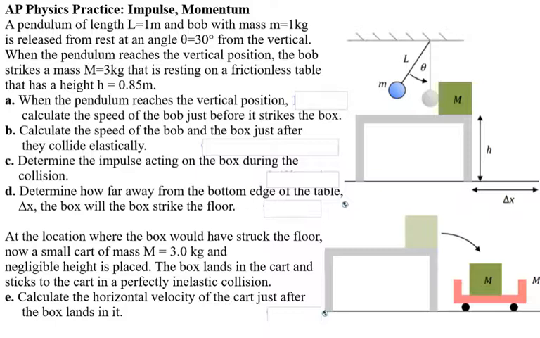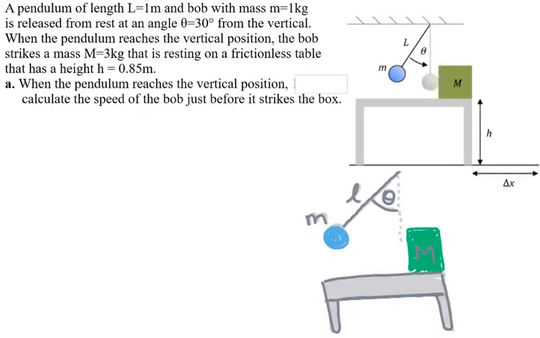I'm going to cover the rest of B, C, D, E just to have space to do calculations. So I redrew the picture so I will have a little bit more space to do my calculations. And I'm going to look at this information.